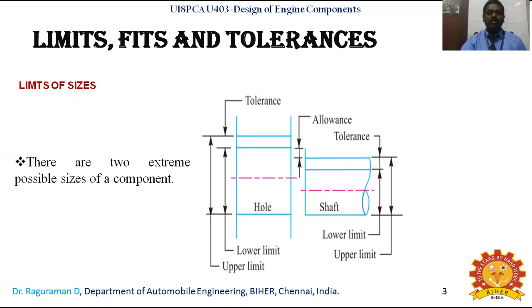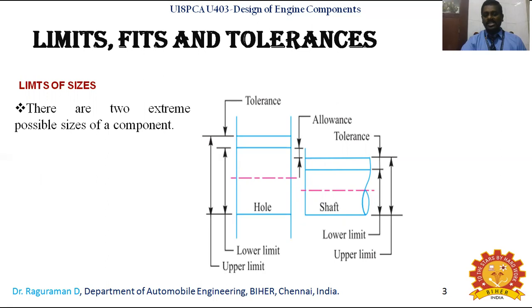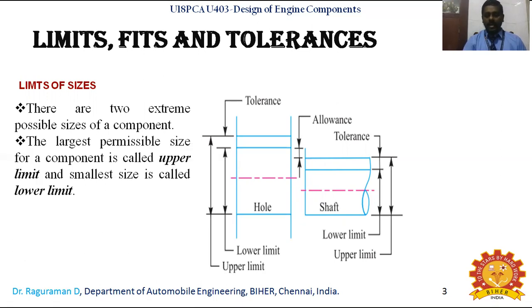Now we are seeing the limit. There are two extreme possible sizes of a component, the upper limit and lower limit. The largest permissible size for a component is called the upper limit, and the smallest size is called the lower limit.